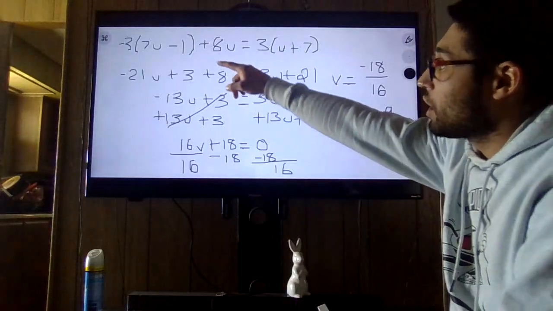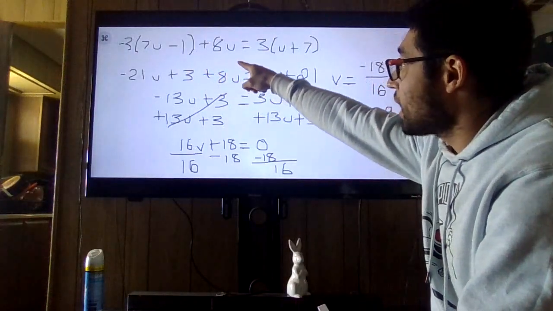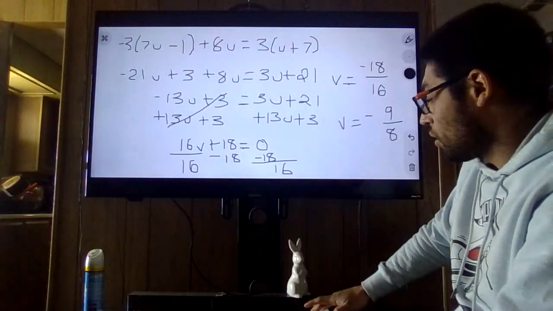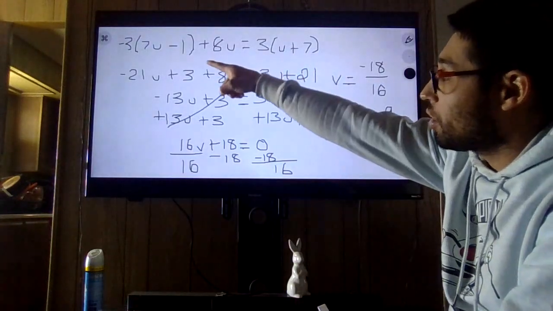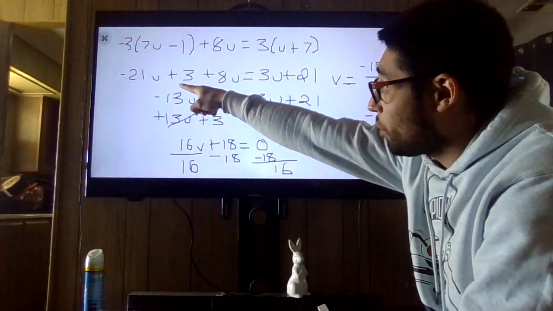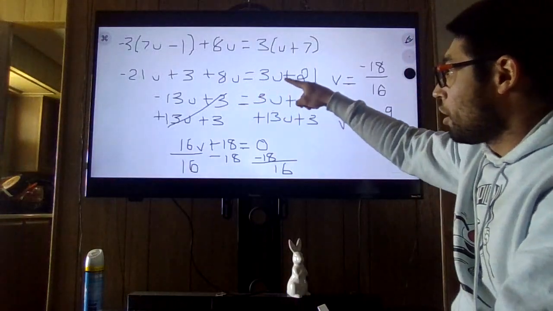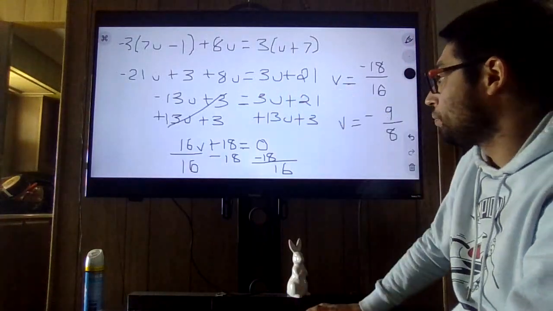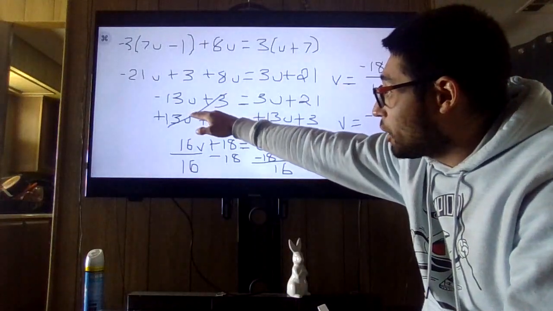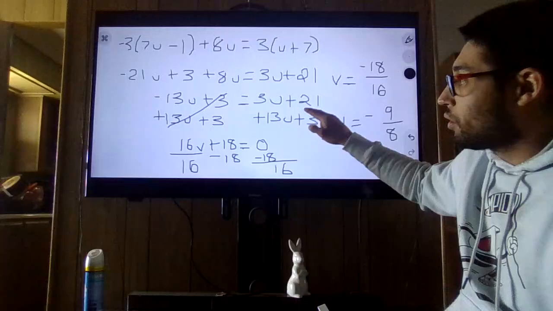So this problem is minus 3 times 7u minus 1 plus 8u equals 3 times u plus 7. So our first step is to distribute the number outside of the parentheses inwards, giving us minus 21u plus 3 plus 8u equals 3u plus 21. Combining like terms will give us minus 13u plus 3 equal to 3u plus 21.